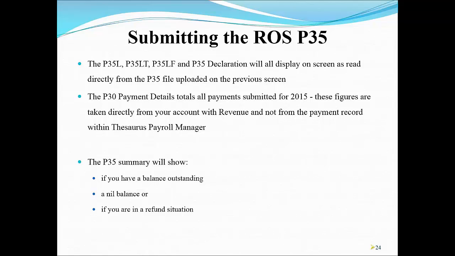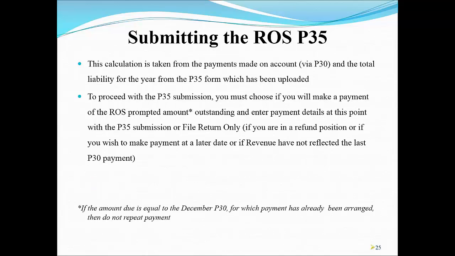So the P35 summary will show if you have a balance outstanding, if you have a zero balance, or if you are in a refund situation. Okay. So this calculation is taken from the payments made on account via your periodic P30s and the total liability for the year from the P35 that you have just uploaded.